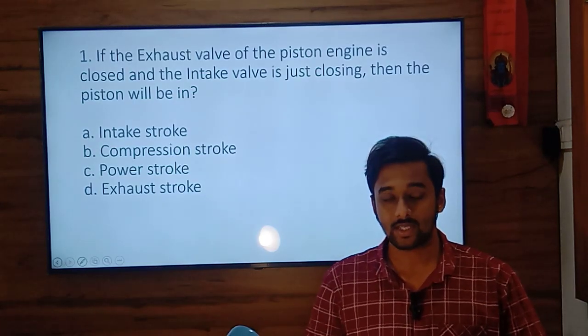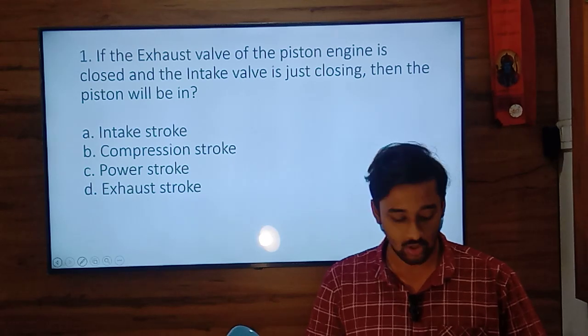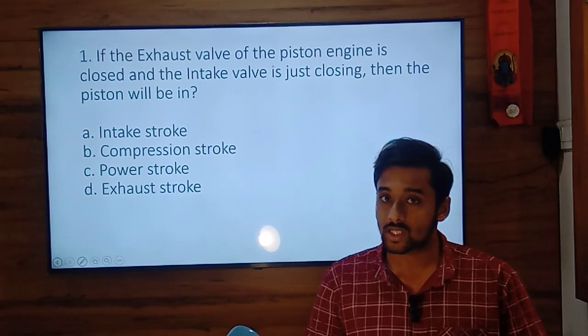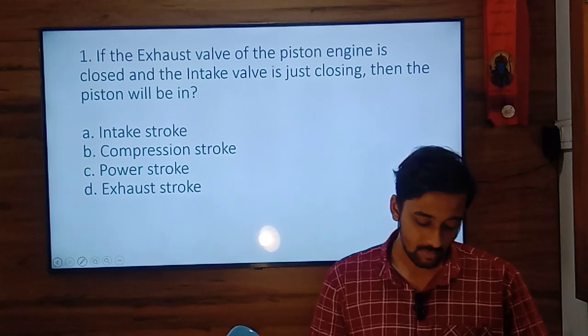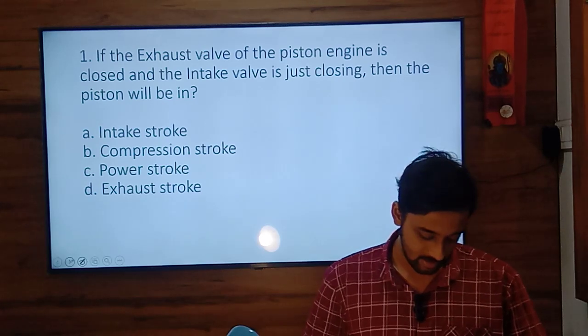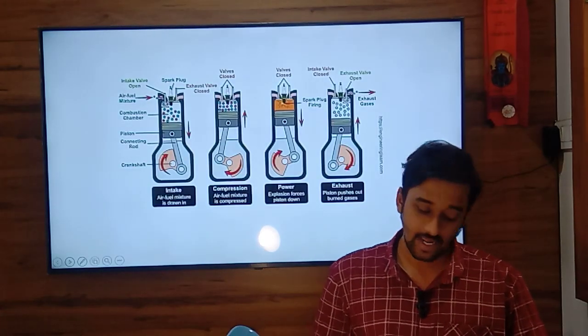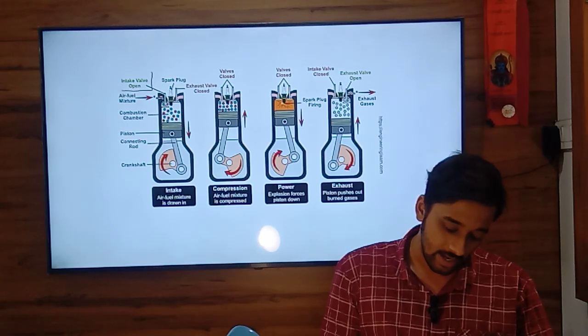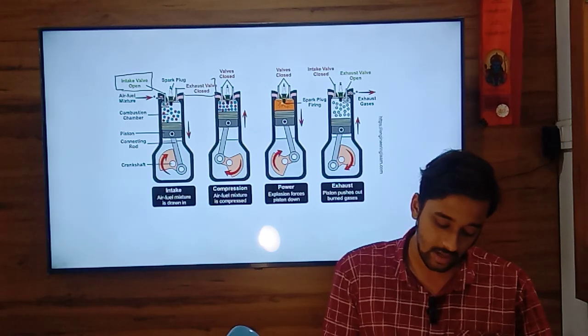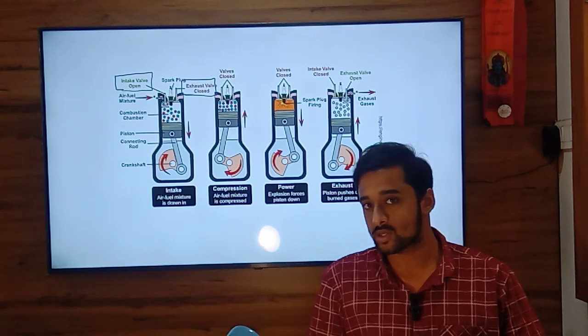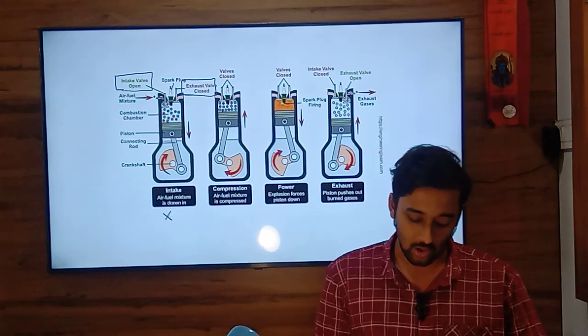Question 1. If the exhaust valve of the piston engine is closed and the intake valve is just closing, what piston stroke will it be in? Now in intake stroke, your intake valve is open and your exhaust valve is closed. That means your intake valve is not closing. So this option will be wrong.